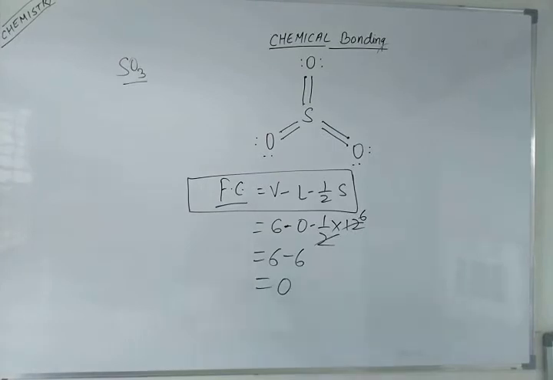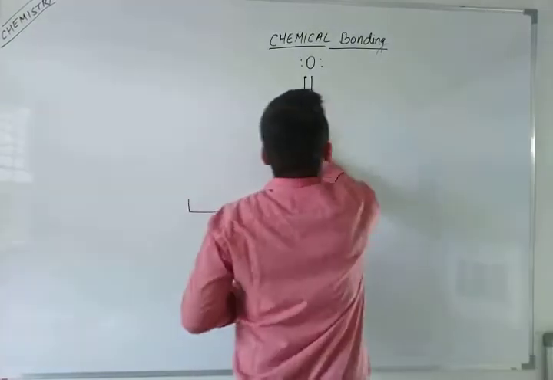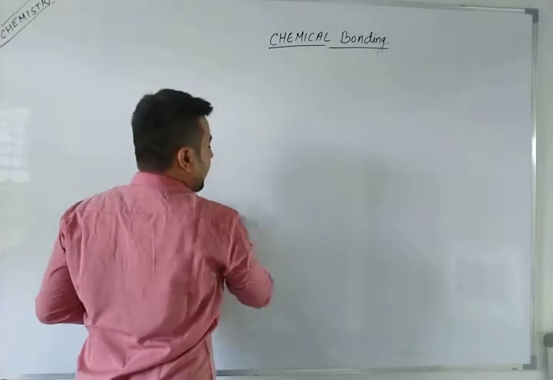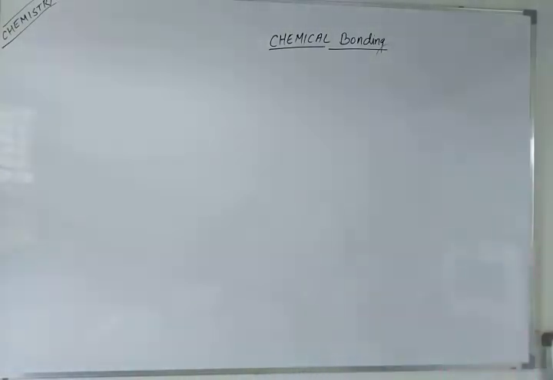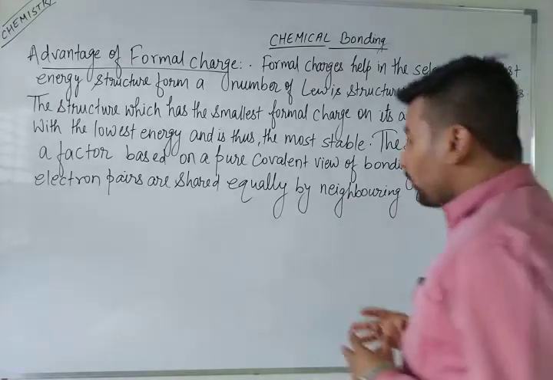Now we will move on to the advantages of formal charge and the limitations of octet rule. The two things: what are the advantages of formal charge and the limitations of octet rule. I hope all of you have written this. First of all, give a heading in your notebook, advantages of formal charge. So what are the advantages of formal charge?